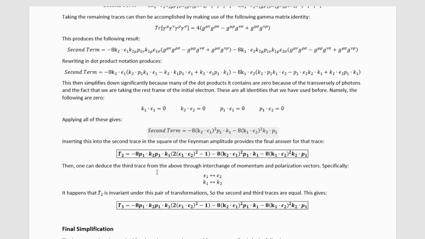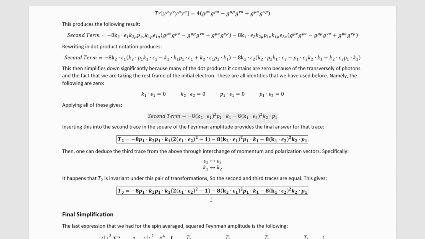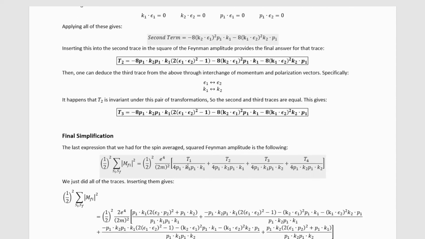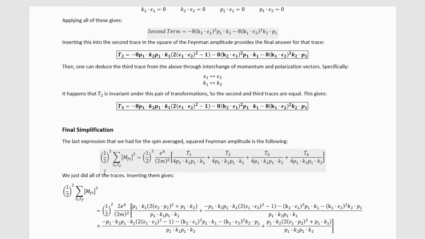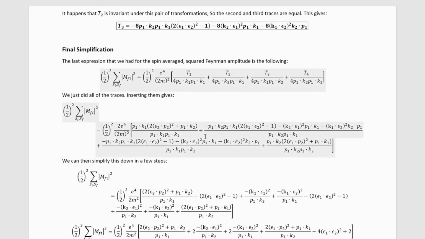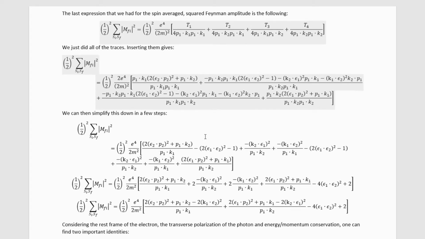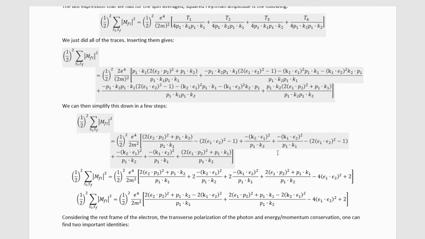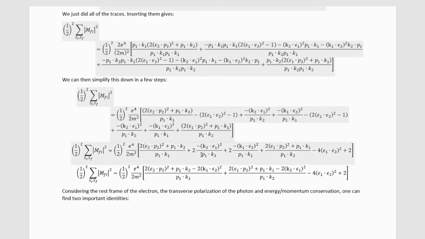And then finally, we can get T3 by just doing this momentum interchange and polarization vector interchange, and that gives us this result. So now that we've calculated the 4 traces that show up in this spin-averaged squared Feynman amplitude, we can plug them in. This is the last formula we had for it. To get this, then we can cancel some terms that are easy to cancel and break up the fraction to take this form, and then combine some like terms, and then bring the fractions back together in a new configuration like this.